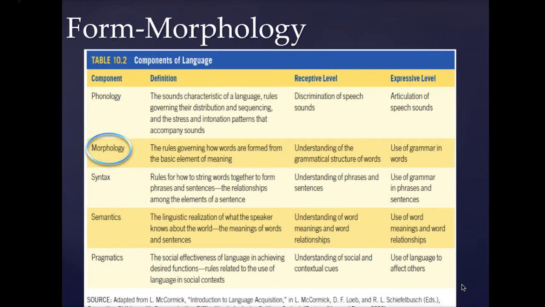Here's a nice little table, and you can see at the very top that we've already discussed phonology. The next part that is under form is morphology. So we'll talk a little bit about that. Morphology, the definition is the rules governing how words are formed from the basic element of meaning. So we're going to talk about understanding grammatical structure of words and the use of grammar in words.